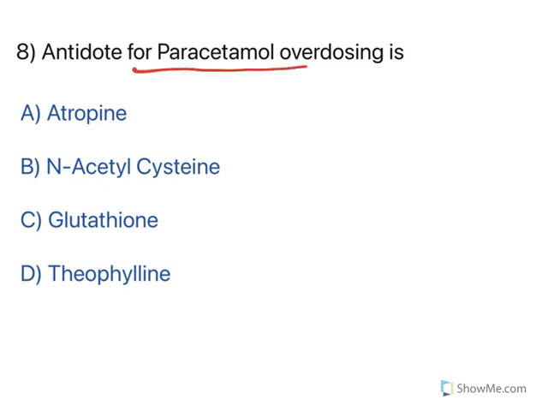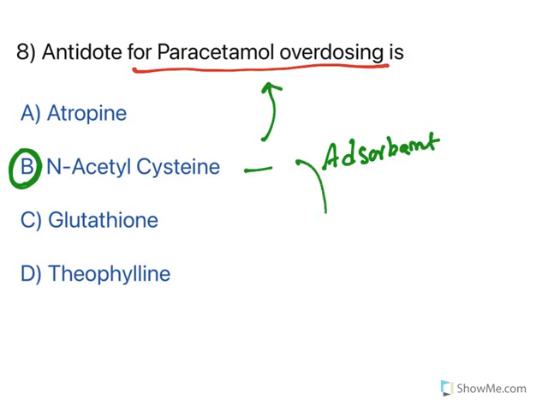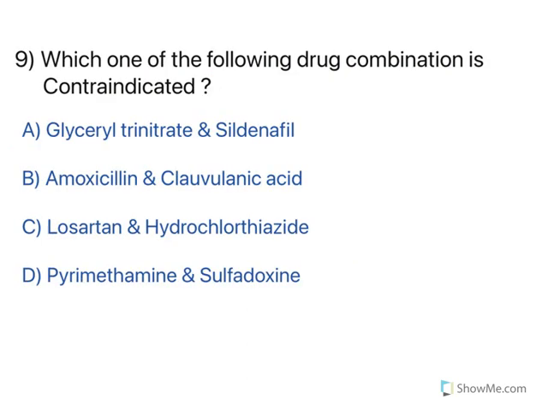Now, antidote for paracetamol overdosing is, this is a popular one, N-acetylcysteine. It acts as an adsorbent. This molecule will adsorb paracetamol and get excreted out of the body, and that is how it acts as an antidote. Moving to the next one.